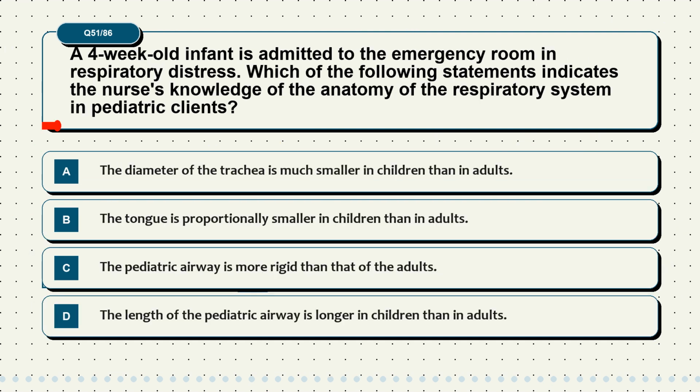Question 51. A 4-week-old infant is admitted to the emergency room in respiratory distress. Which of the following statements indicates the nurse's knowledge of the anatomy of the respiratory system in pediatric clients? Here are the options. Option A. The diameter of the trachea is much smaller in children than in adults. Option B. The tongue is proportionally smaller in children than in adults. Option C. The pediatric airway is more rigid than that of the adults. Option D. The length of the pediatric airway is longer in children than in adults.